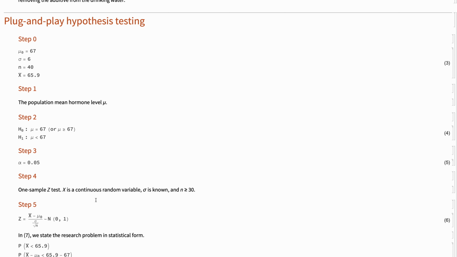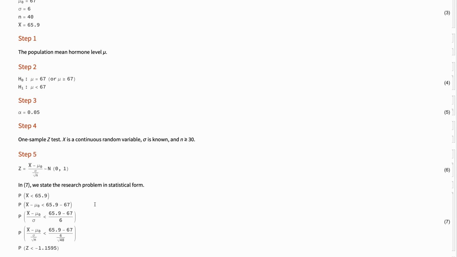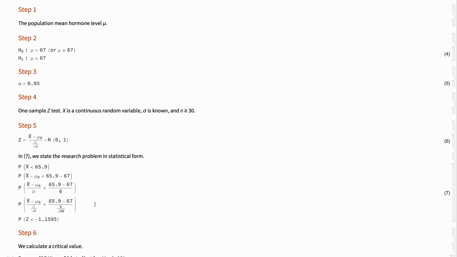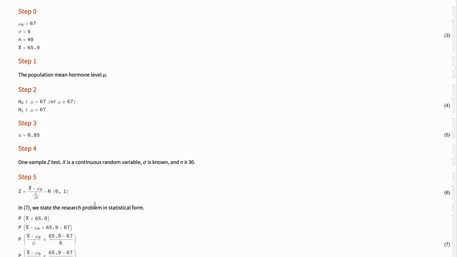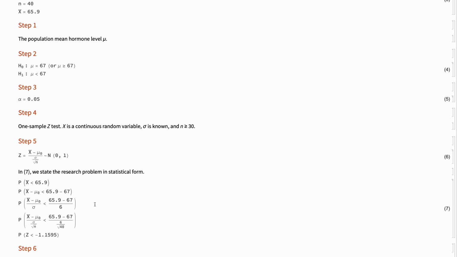We've seen that. In step 3, we write our level of significance. That is something we decide beforehand, the 5%. It's just something we decide on. Step 4, we're going to say what test we're going to use. We're going to use the one sample z-test, and that's why I like step 0, because if I see all those things summarized, it triggers my mind as to what test we're going to use. And so we say, well, X is a continuous random variable, sigma is known, and we have 30 or more subjects in our study, so this would be an appropriate test for us to use.